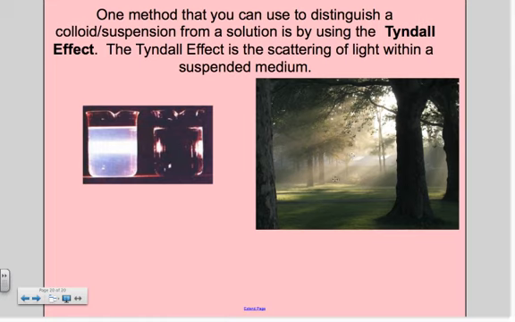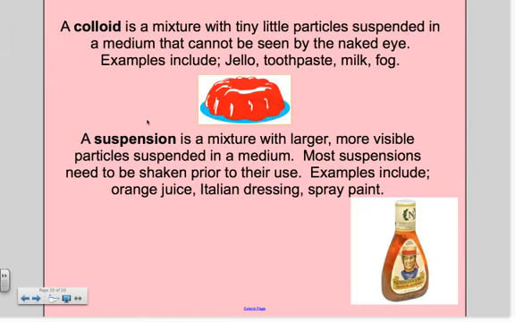Okay, fog. Look at fog right here. You see how you can see the light showing up? That's because fog itself is a colloid. Suspensions are a little bit more obvious that they're heterogeneous. It's a mixture with large, more visible particles suspended in a medium. Most suspensions need to be shaken prior to use. For example, orange juice, shake it up. Italian dressing, shake it up.